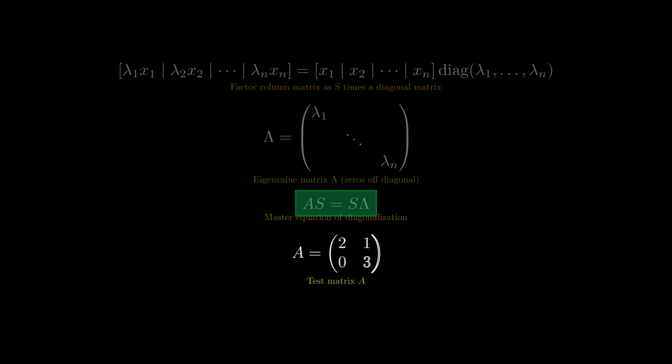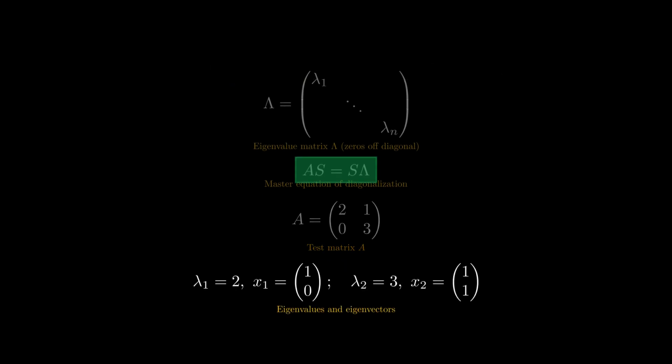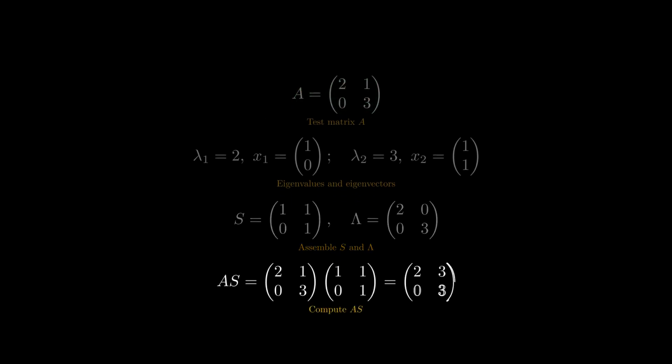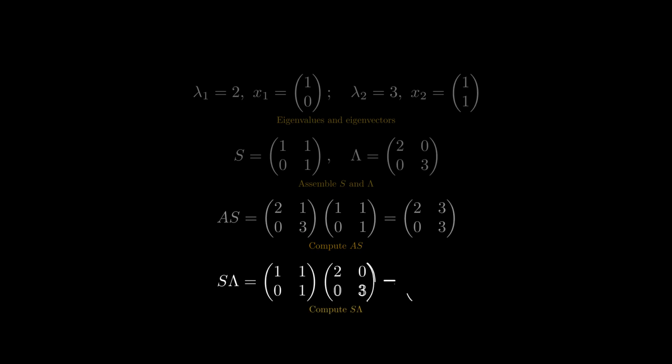Let's test it on a concrete example. Take A equal to the 2 by 2 matrix with rows 2, 1, and 0, 3. Its eigenvalues are 2 and 3 with eigenvectors 1, 0, and 1, 1. So S is the matrix with columns 1, 0, and 1, 1. Multiplying, AS equals the matrix with rows 2, 3, and 0, 3. And S times the diagonal matrix with entries 2 and 3 gives the same matrix with rows 2, 3, and 0, 3. They match perfectly.